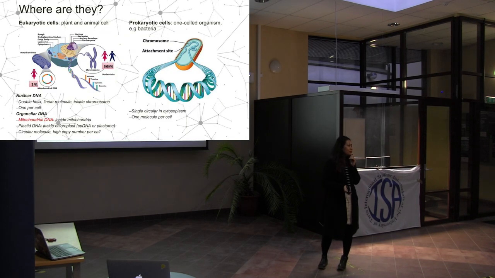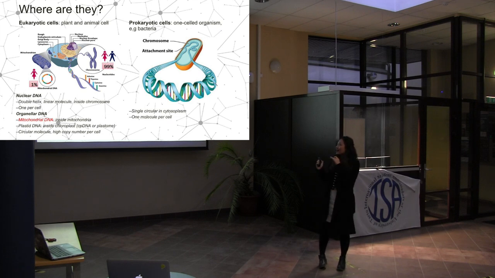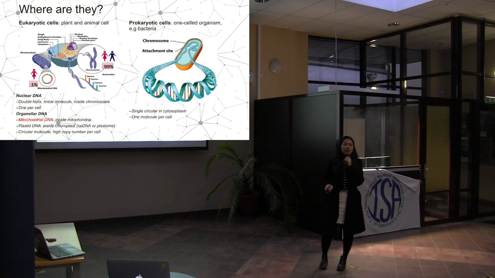Okay, so where are they located? Of course, you know, they're inside every cell of your body. But it really depends if it's eukaryotic cells or prokaryotic cells. Eukaryotic cells are, for example, plant and animal cells. And prokaryotic cells are bacteria or one-cell organisms. Just imagine a cell is like a bowl of soup, and a eukaryotic cell is like chicken soup. You have so many things inside there.